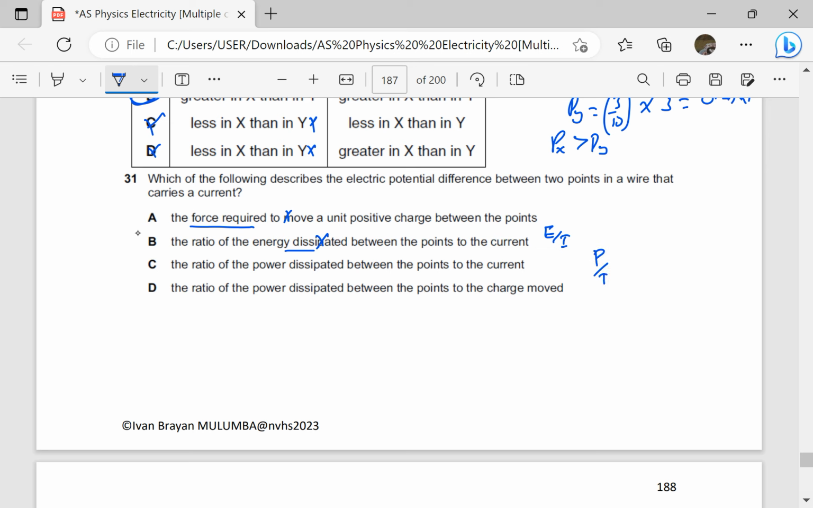Power over current, I think that is V. We know that power can be equal to IV, so V can be power over current. So the answer is going to be C. The ratio of power dissipated between the points to the charge, power over charge, that cannot be PD. So this one is wrong. Our answer was this one here, which is C.